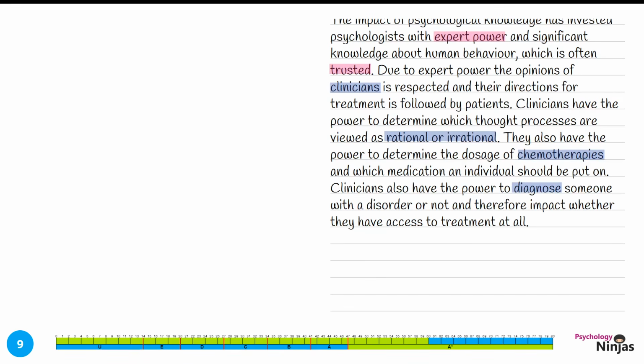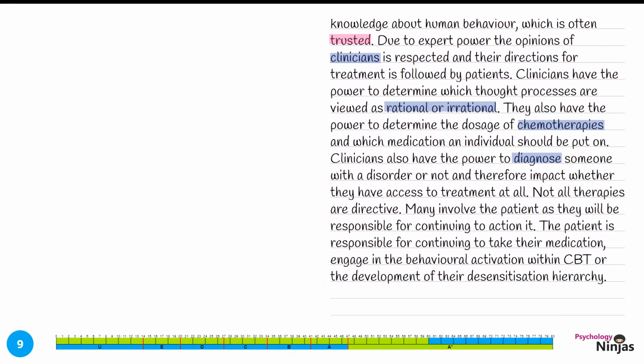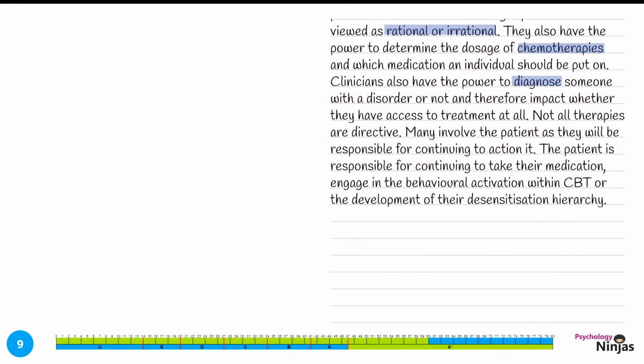We're going to counter this now in talking about individuals and their own free will, and therefore that it's not just a one-way process of psychology being useful, it's how people engage with it. Not all therapies are directive. Many involve the patient, as they will be responsible for continuing to action it. The patient is responsible for continuing to take their medication, engage in the behavioural activation within CBT, or the development of their desensitisation hierarchy.